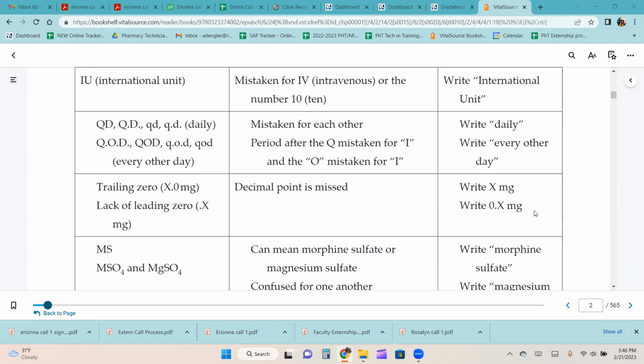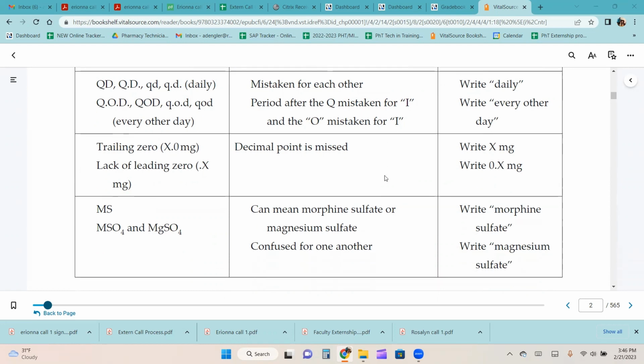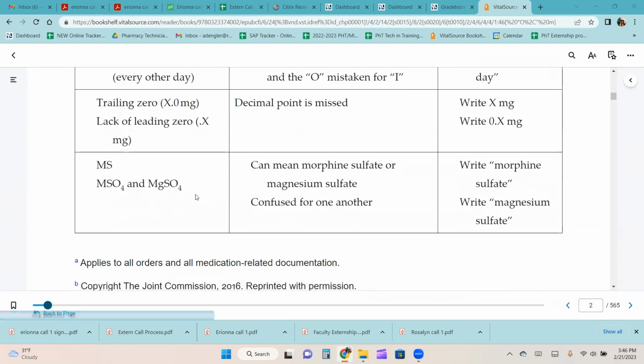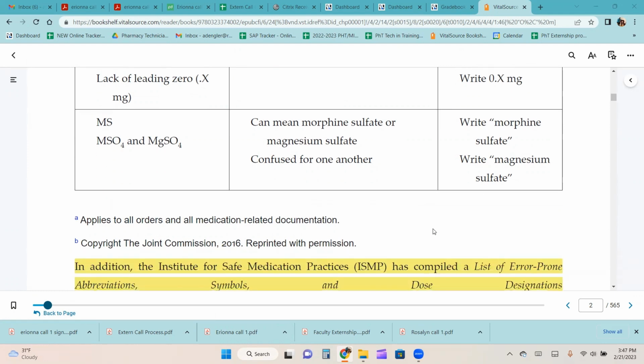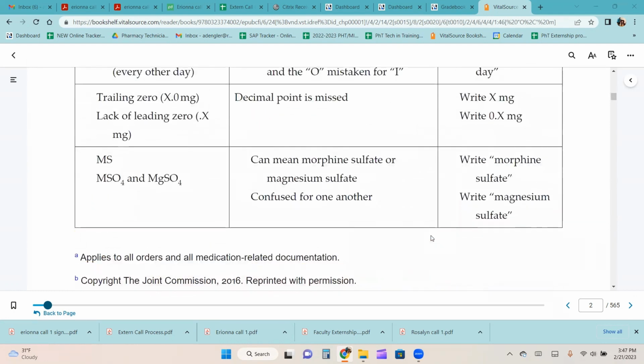We would never want to write just .5 milligrams. We'd want to write 0.5. And then morphine sulfate should not be abbreviated as MS, because it could be mistaken for magnesium sulfate. That's a big mistake.